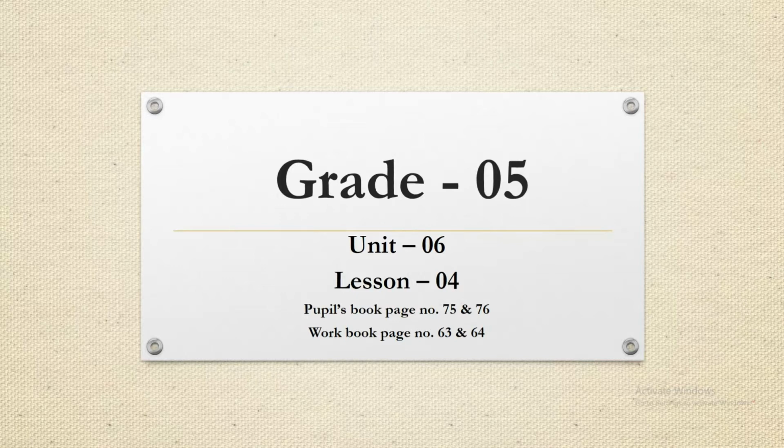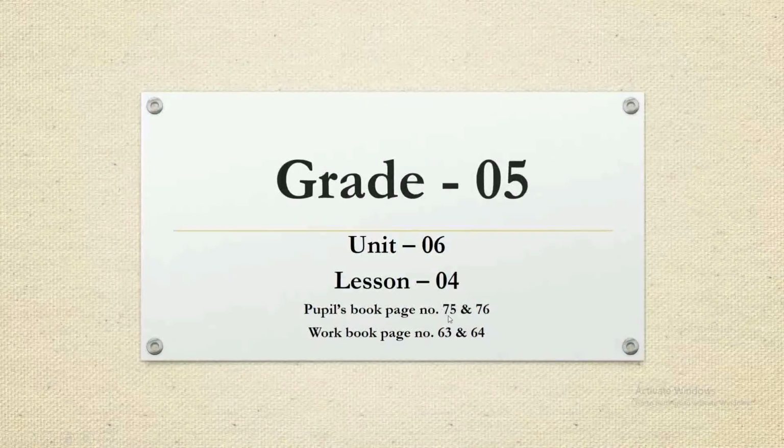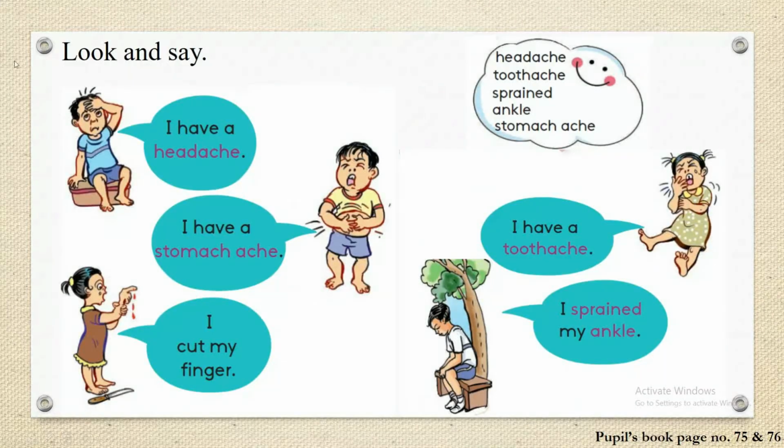Okay. Now, take out your pupil's book and turn to page number 75. Lesson number 4. Look and say. Now, let's look at the happy cloud face. There are some words. Let's read them first. Headache, toothache, sprained ankle, stomachache.